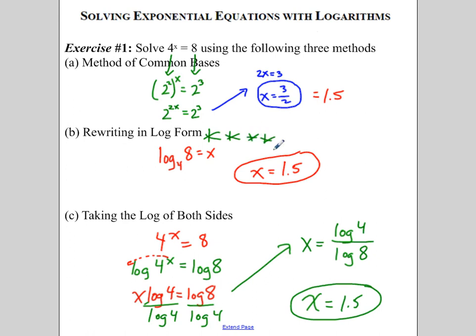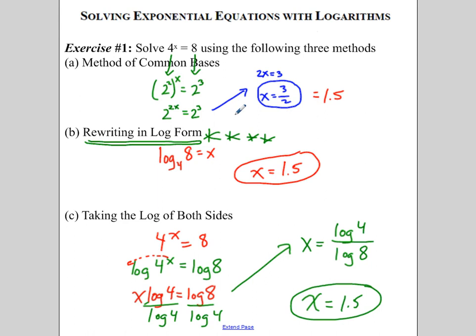This is the key one right here. Rewriting it in log form is the way. You might say, why did I mention the other methods? Common bases is handy, especially if there's two exponents in there that are x's. Taking the log of both sides is something you should know about. Okay, and I need you to know that. But this is really the technique, and wasn't that the simplest? Look at them. This is the one that has the least writing.